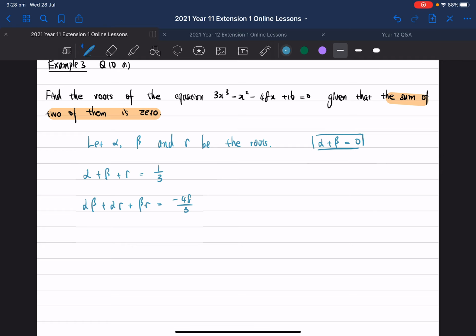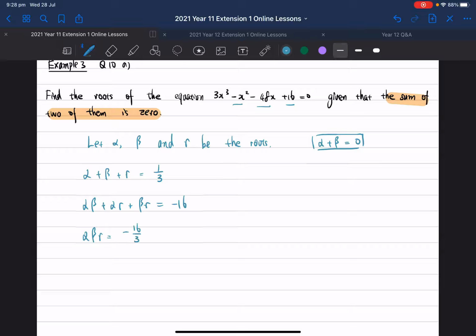I'm pretty sure negative 48 over 3 is equal to 16. Yes, I am correct. So that's negative 16. All right, then the last one is negative, positive, negative. So that becomes negative 16 over 3. Okay, all right. So now you've got this information, right?